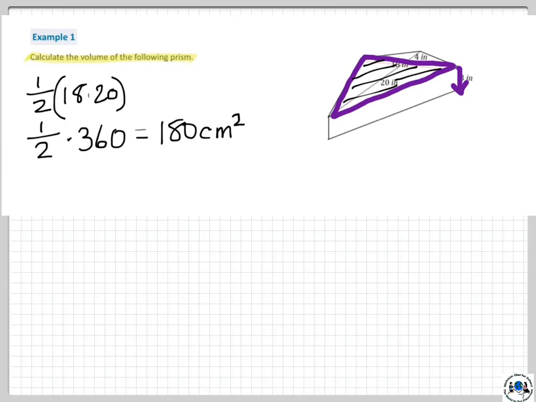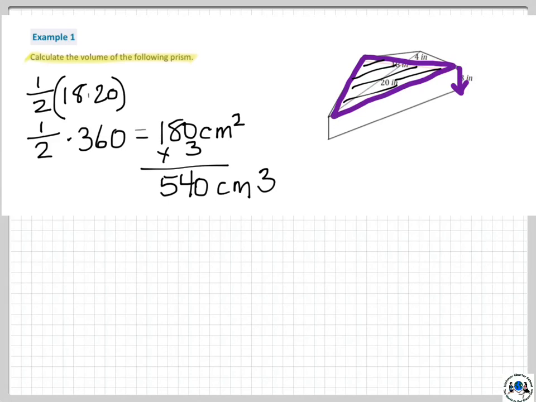And now I take into account the height of the prism, and I multiply therefore by 3 centimeters, and my answer here is going to be 540 cubic centimeters. So that is the volume, very simply done with volume equals base area times height, of that one triangular prism.